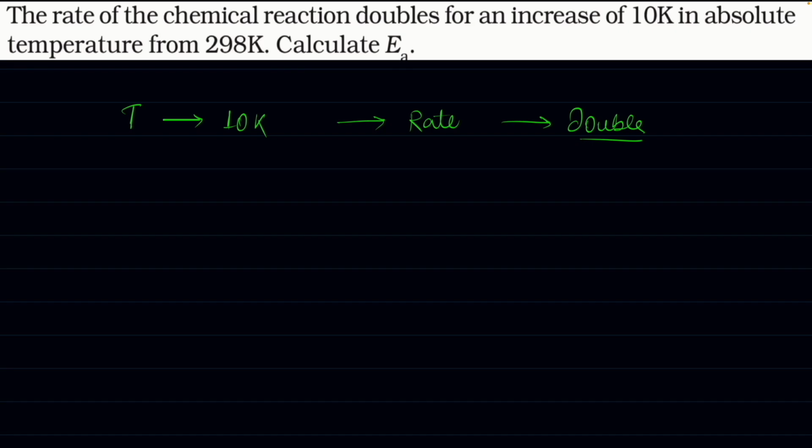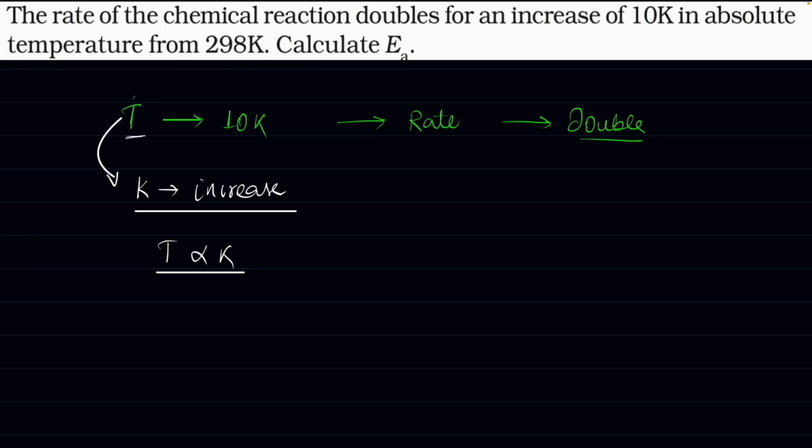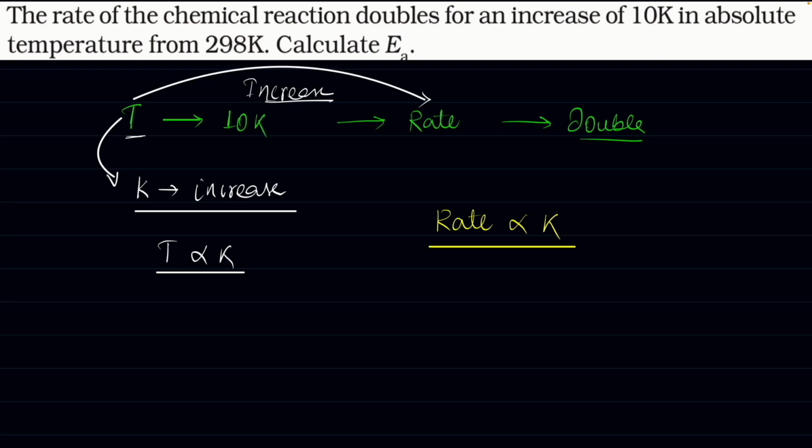So here it means that when the temperature is increasing, we can say that the rate constant also increases, because temperature and rate constant are directly proportional. And we know that when the temperature is increasing, the rate is also increasing. So from here we can say that rate is directly proportional to the rate constant when we consider the factor as temperature. This is not applied for concentration, it is only applied for temperature.